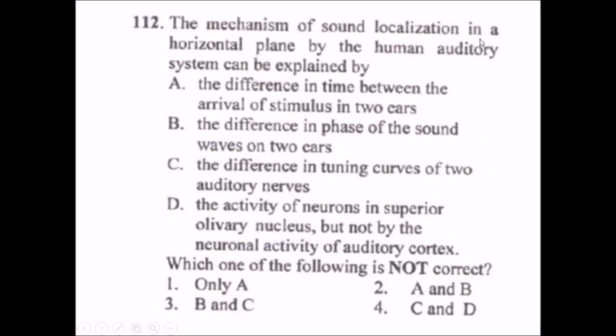The mechanism of sound localization in the horizontal plane by the human auditory system can be explained by the difference in time between the arrival of a stimulus in the two ears. Yes, as the distance to the two ears will always be different, the time difference will also be there, though it is only milliseconds. There is a difference in the arrival of the auditory sound between the two ears, and also a difference in the timing of stimulation signals.